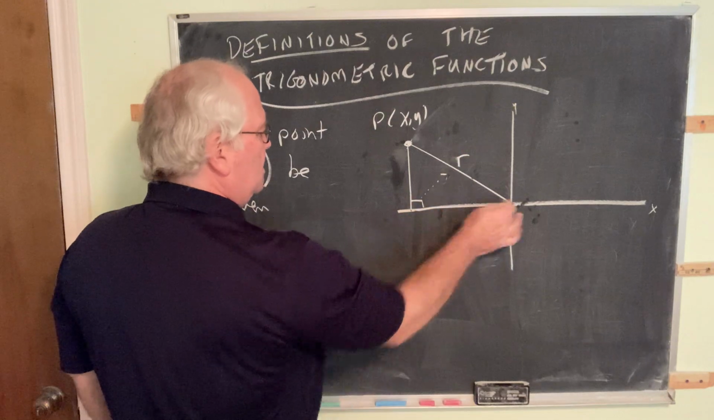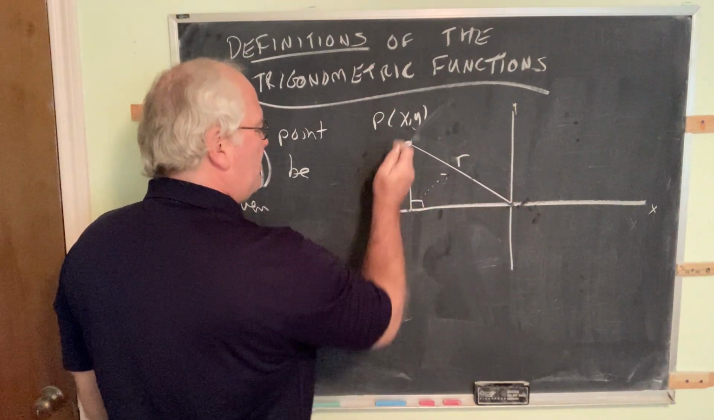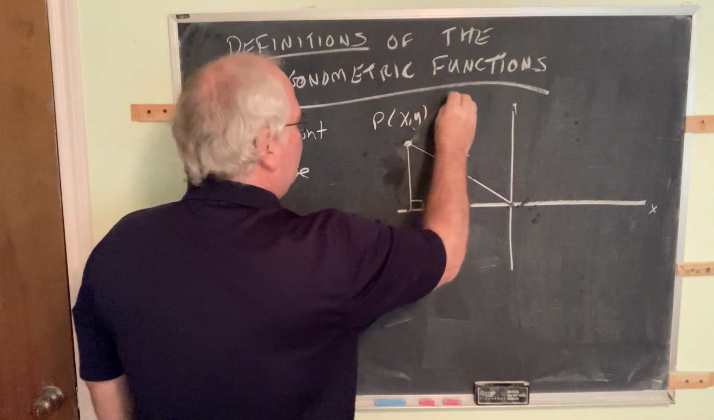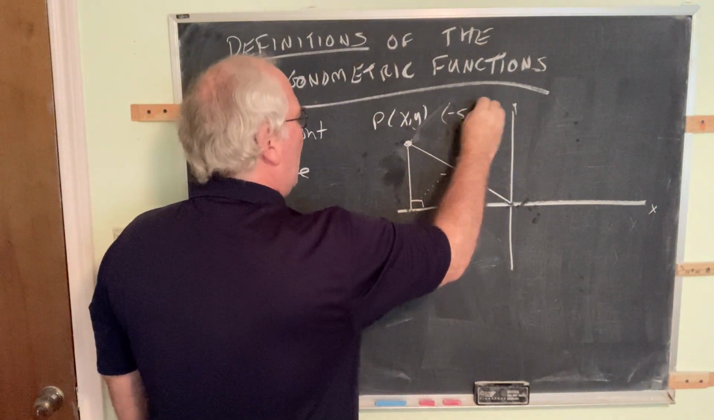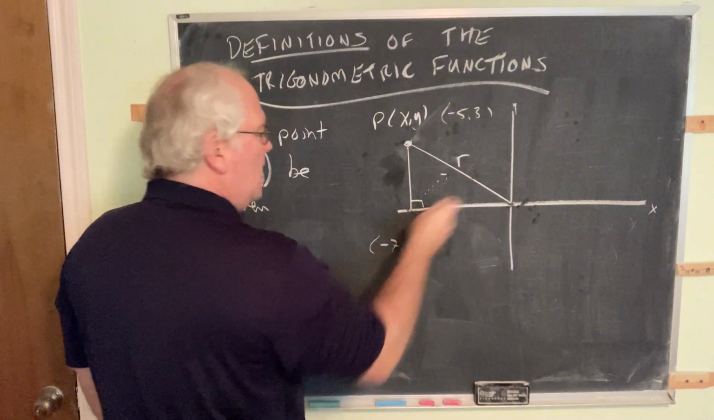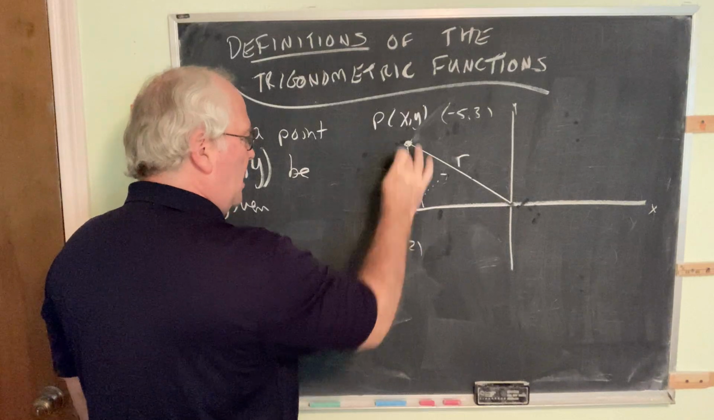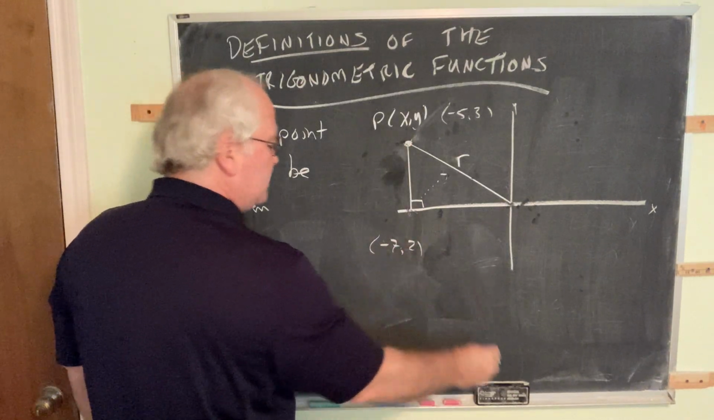We know we're in quadrant 2, so the x coordinate's got to be a negative number, and the y coordinate's got to be a positive number. So this might be the point, again, don't write this, just think with me. This might be (-5, 3), or this might be (-7, 2), over 7, negative, and up 2. It might be any value, but see, the x value is negative, the y value is positive.